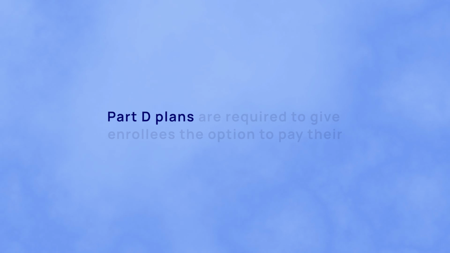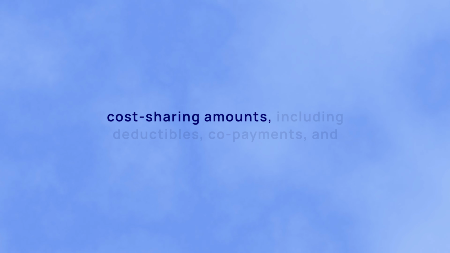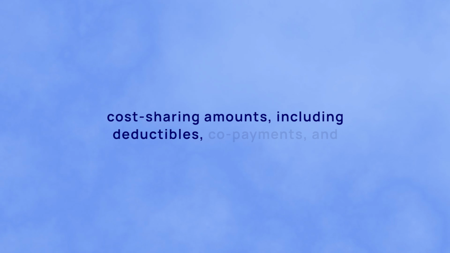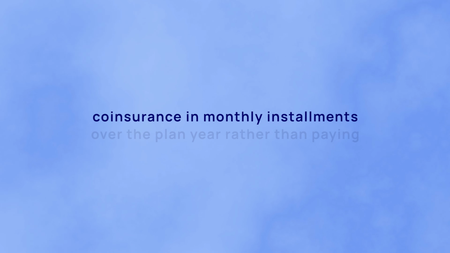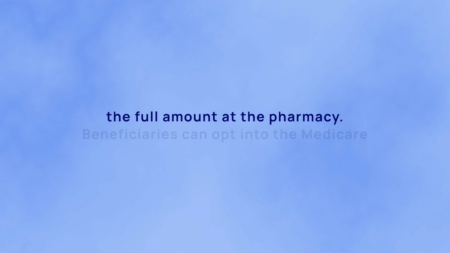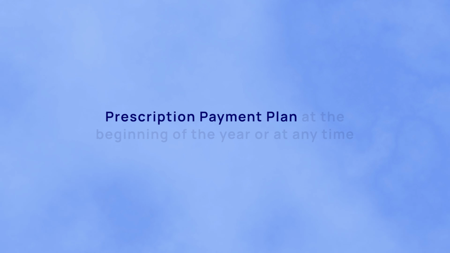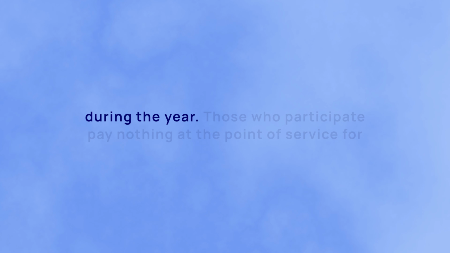Part D plans are required to give enrollees the option to pay their cost-sharing amounts, including deductibles, co-payments, and co-insurance, in monthly installments over the plan year rather than paying the full amount at the pharmacy. Beneficiaries can opt into the Medicare Prescription Payment Plan at the beginning of the year or at any time during the year.